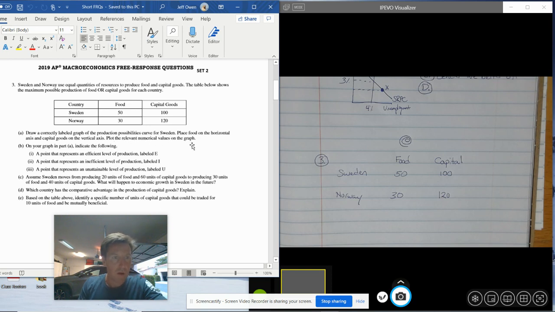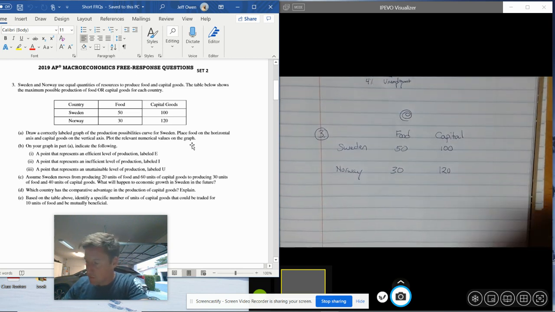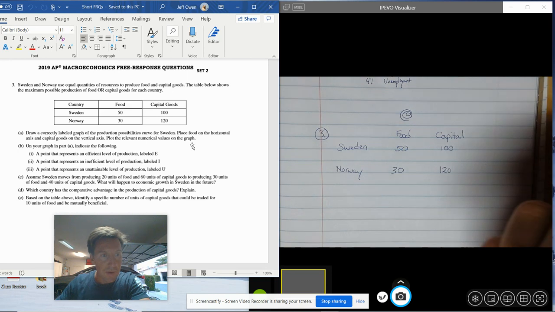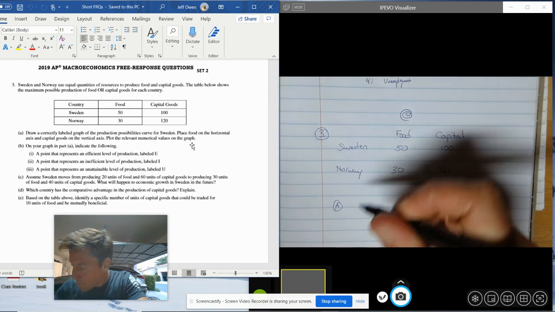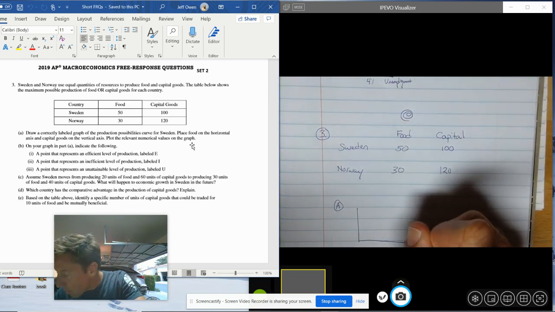Oh, all right. So we're graphing here. My table might be irrelevant. Probably should have previewed this question before I started rambling about Frozen. All right. So which country?